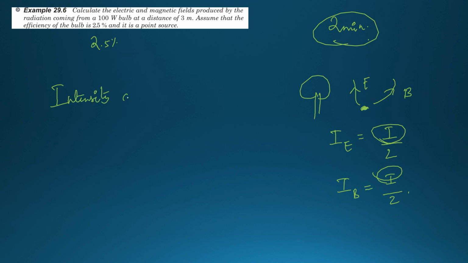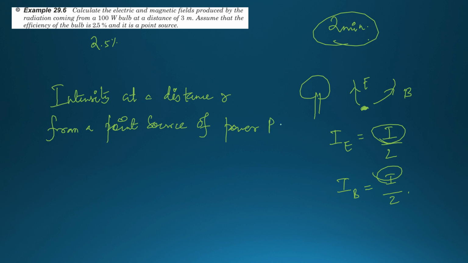Intensity at a distance r from a point source of power P is what? I is equal to P by 4 pi r square. Okay, I is equal to P by 4 pi r square.